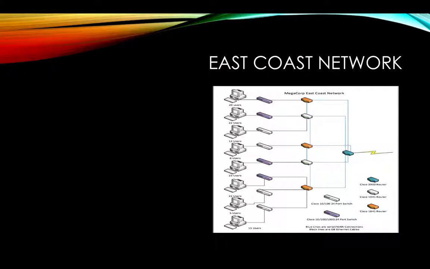This is the East Coast network. It is the larger of the two networks. It utilizes 8 subnets, each with a different number of hosts in them. There are 8 switches, 4 of which are 10-100-1000, and 4 of which are 10-100. There are 6 routers, and 3 of them are 10-100, and 2 of them are 10-100-1000, and 1 is the Cisco 2900, which is capable of 10-100-1000 as well.